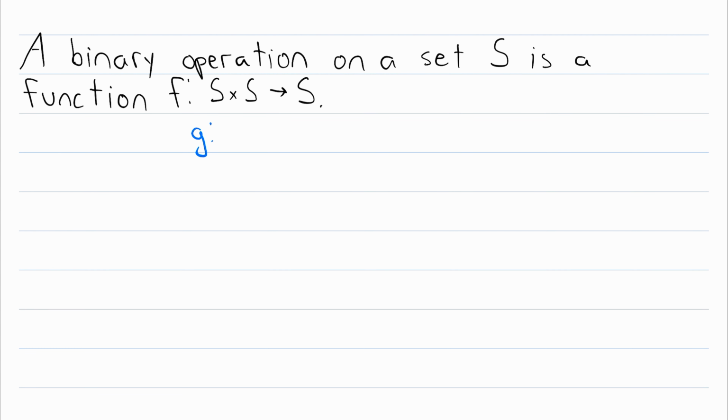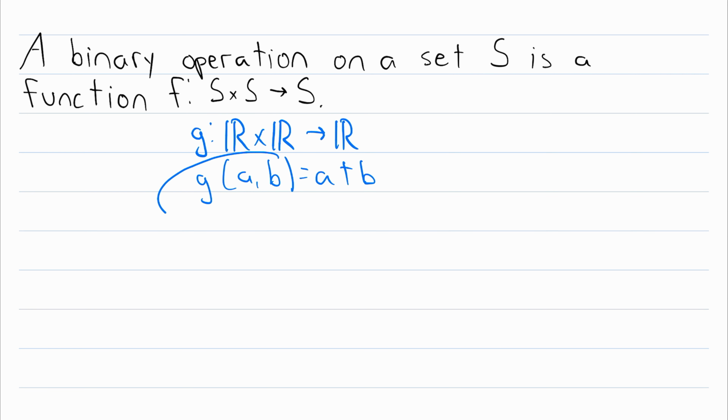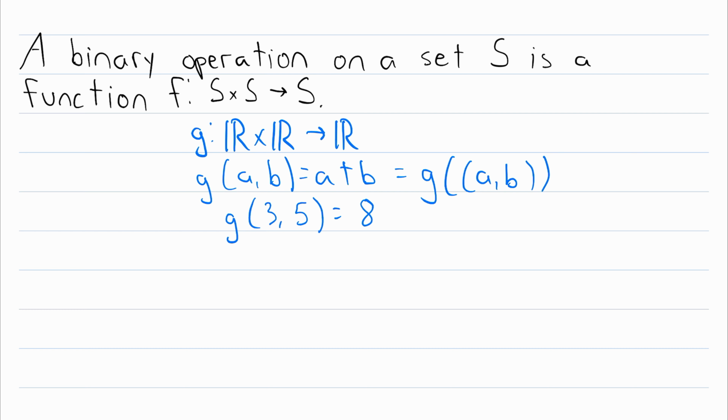For example, consider a function g from the reals crossed with the reals to the reals, defined like this. g of (a, b) is equal to a plus b. Addition on the real numbers is a binary operation. It takes each pair of real numbers and maps it to exactly one other real number. Technically, the domain values of g are ordered pairs, so you might think it's more correct to write g of the ordered pair (a, b), but it's fairly common to drop those extra parentheses.